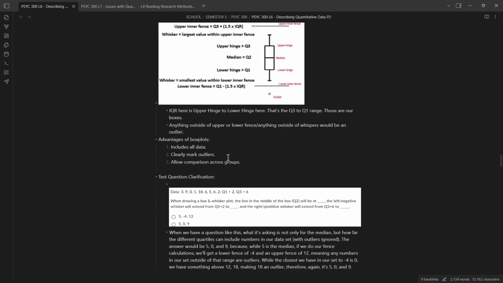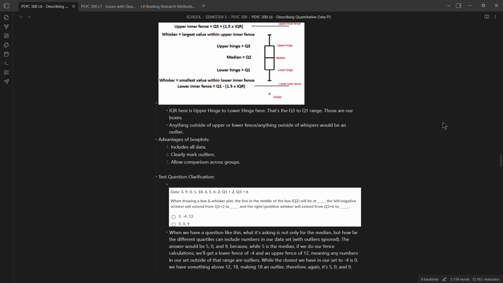So again, we want to find the median. We're going to take our data set and order it. Our median is going to be 5. So we know that our median here is 5, because we ordered our data and determined what the median is.